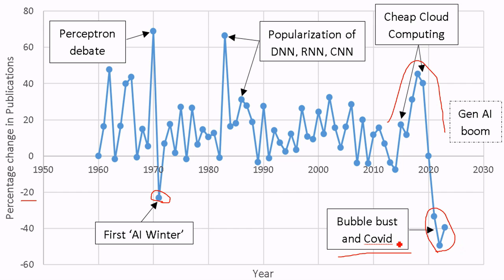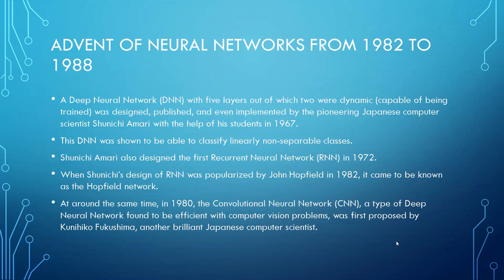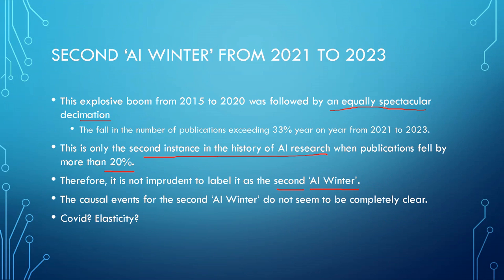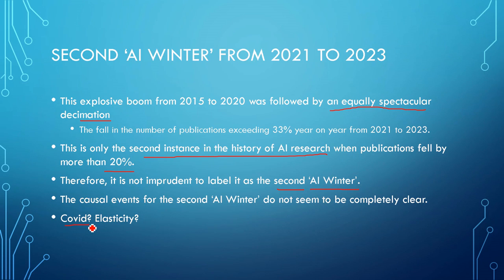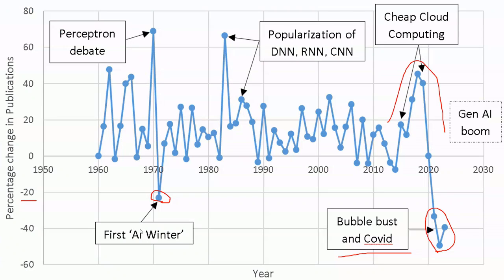The reasons for this are not completely clear. The causal events are not completely clear, but one potential reason could be the COVID-19 pandemic, which created a reorientation of the research activity and research funding as well. And another reason could be the elasticity that we discussed earlier: because there was this unprecedented boom here, this fall was bound to happen.